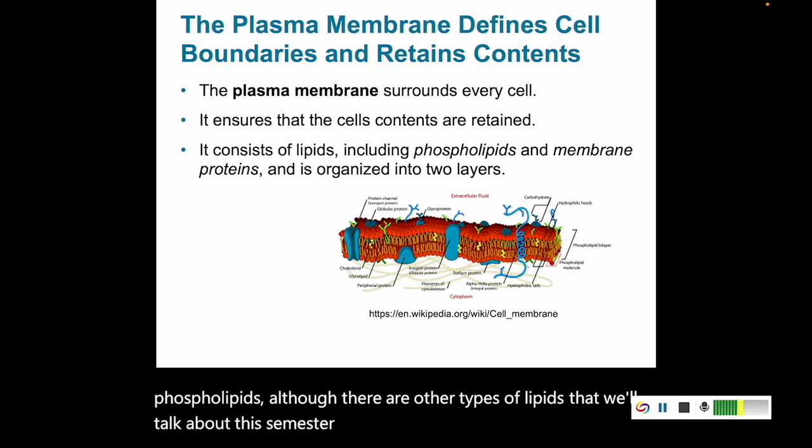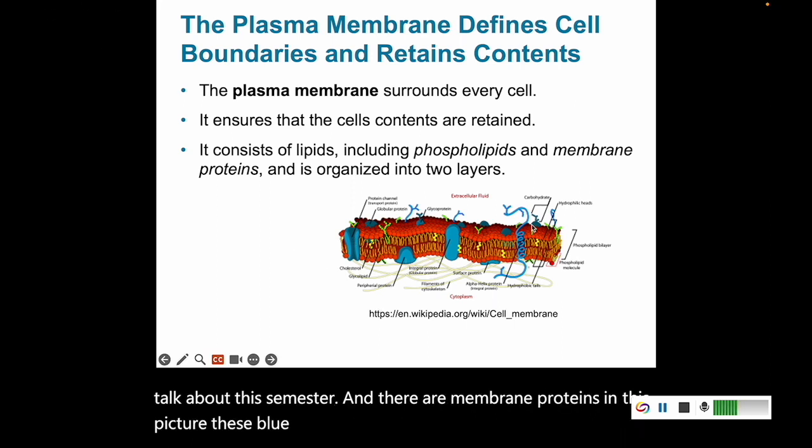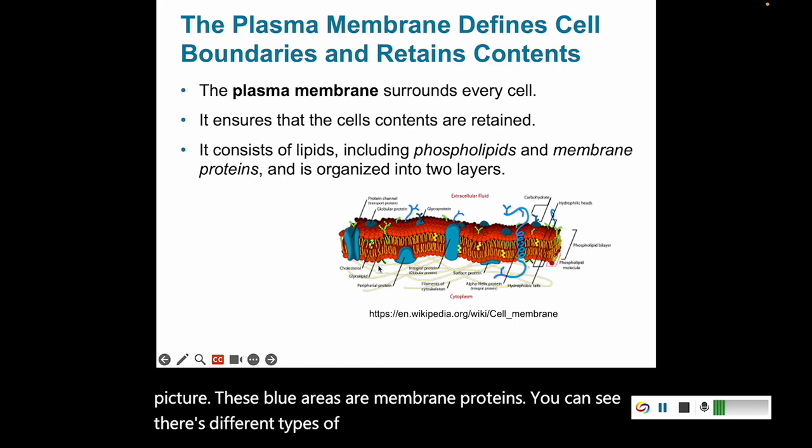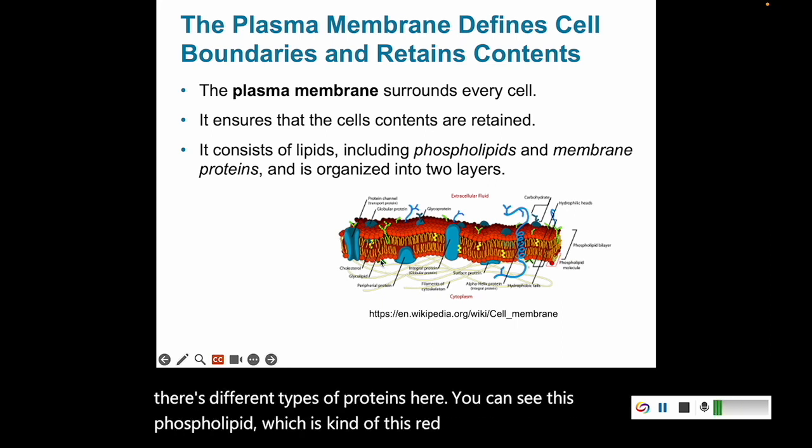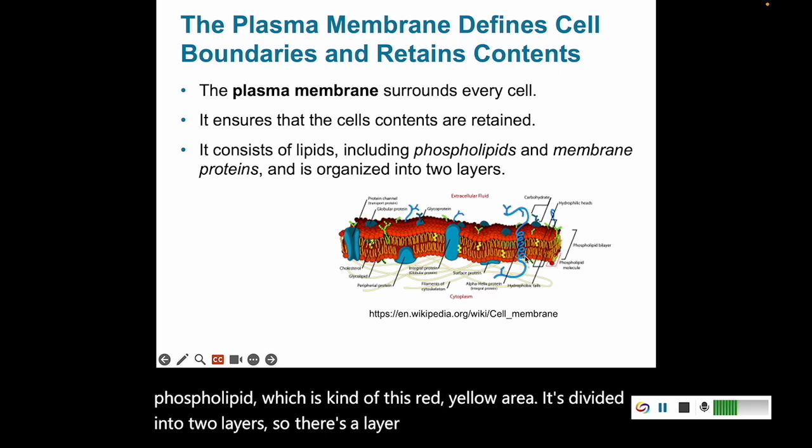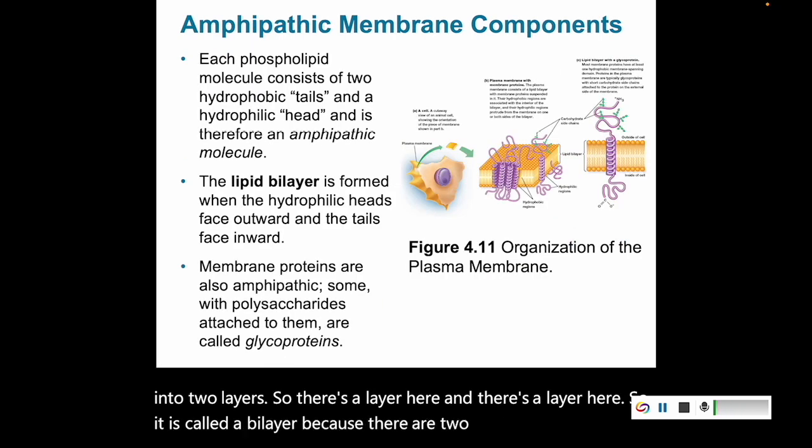And there are membrane proteins. In this picture, these blue areas are membrane proteins. You can see there's different types of proteins here. You can see this phospholipid, which is this red-yellow area, is divided into two layers. So there's a layer here and there's a layer here. So it is called a bilayer because there are two layers there.